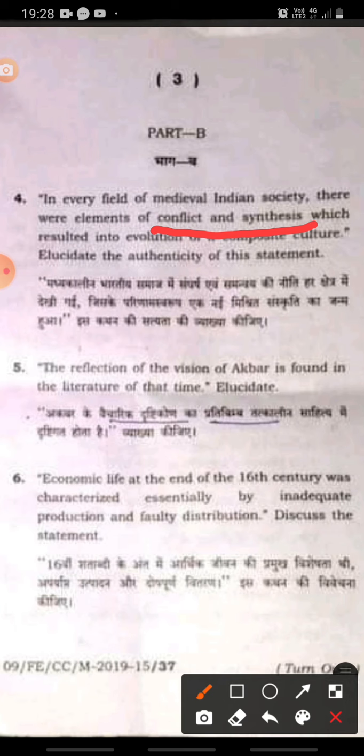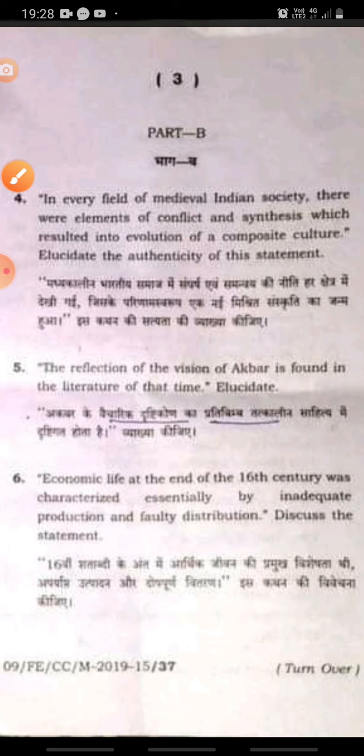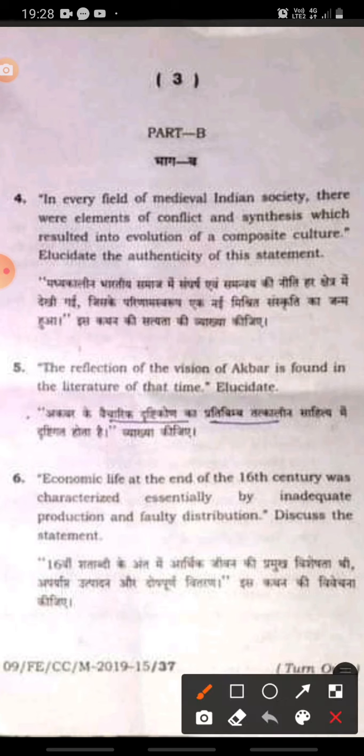in the evolution of a composite culture. Elucidate the authenticity of this statement. So you have to write about composite culture, and also you have to give facts behind your answer, proving your answer. You have to write the facts also about the elements which resulted in the composite culture.